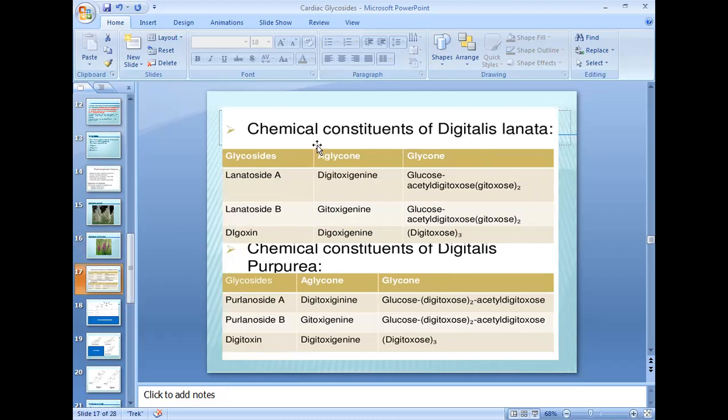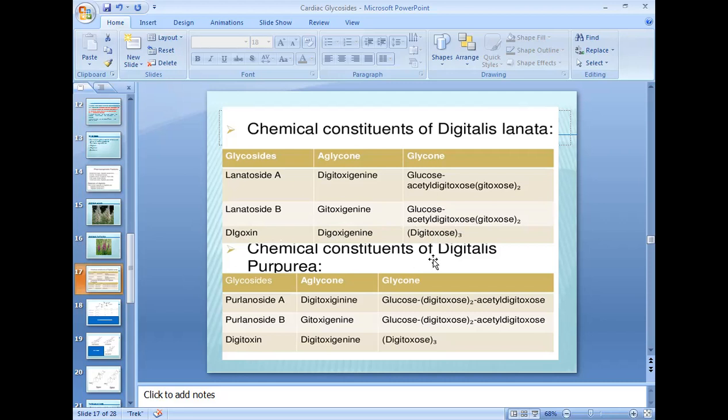So let us see some of the chemical constituents of Digitalis lanata. It includes lanatoside A, which has digitoxigenin as the aglycone part, and the glycone part includes glucose, acetyl digitoxose, and digitoxose. Whereas lanatoside B includes gitoxigenin as the aglycone part, and its glycone part includes glucose, acetyl digitoxose, and digitoxose. Whereas digoxin has digoxigenin as the aglycone part and digitoxose as the glycone part.